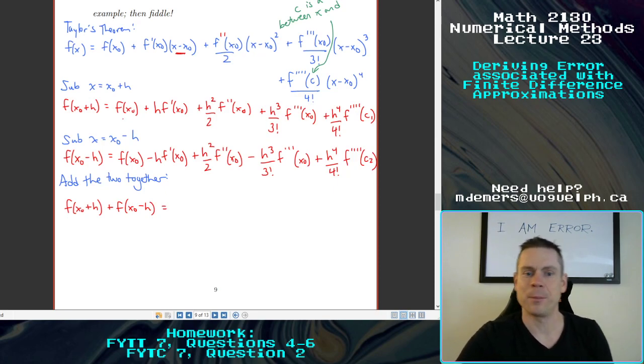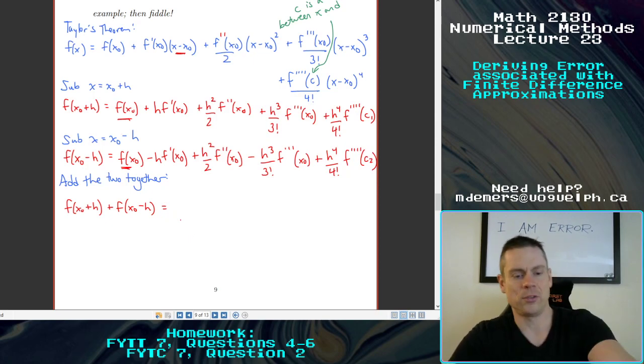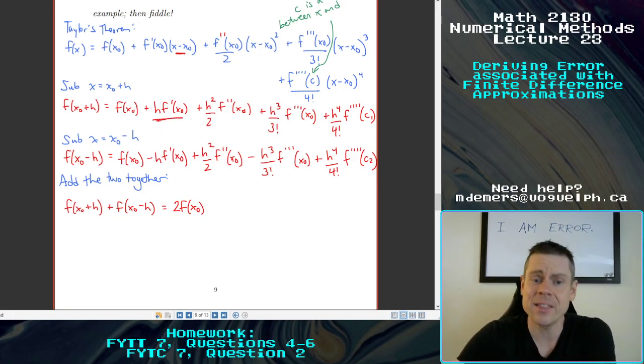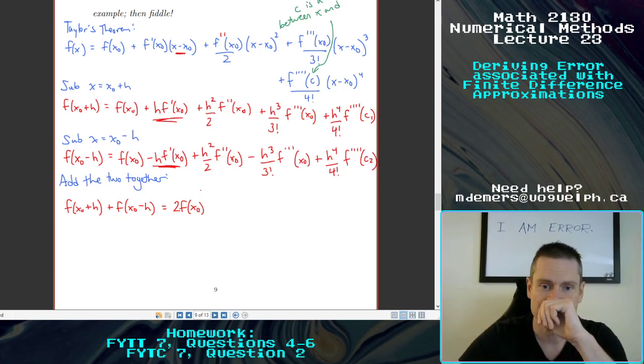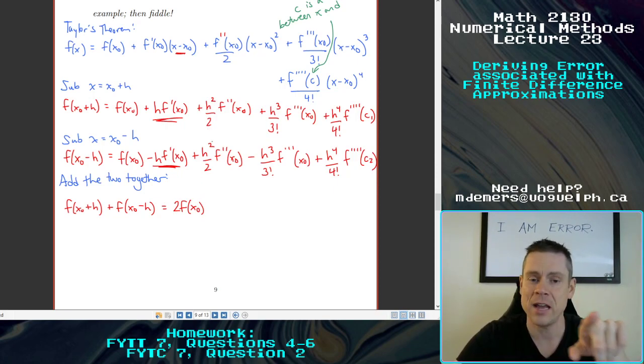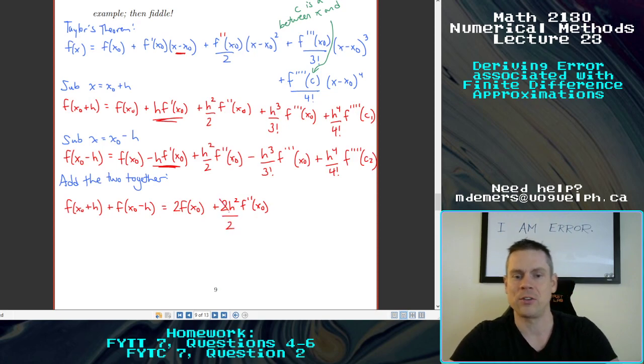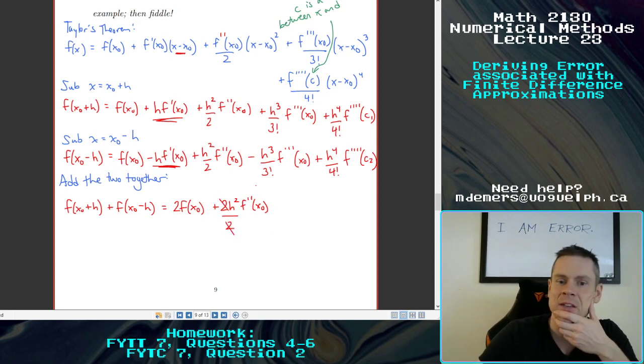There's a little bit of writing, but okay, I'm adding this and this. That just gives me two of those. So I'm going to write down 2f of x0, like so. I'm adding this and this, and you can see that those are going to cancel out, so those go bye-bye. If I add 2 of the next one, I'm going to get 2h squared f double prime at x0 over 2, so it looks like the 2s are going to cancel as well. That's kind of cool.